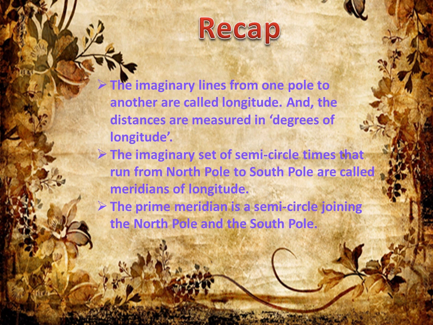Students, let us recap what we have learned today. The imaginary lines from one pole to another are called longitudes, and the distance is measured in degrees of longitude. The imaginary set of semicircles that run from North Pole to South Pole are called meridians of longitude. The prime meridian is a semicircle joining the North Pole and the South Pole.